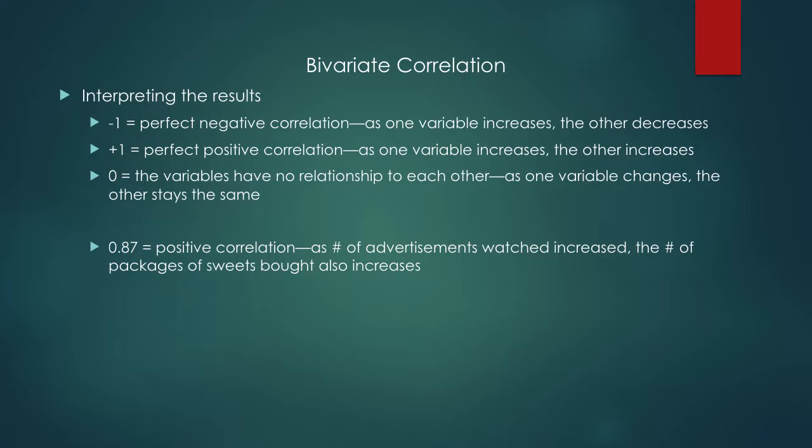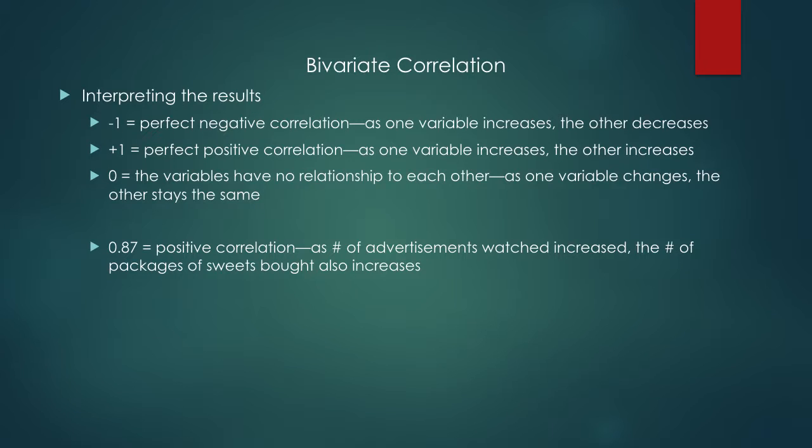We're going to interpret the results. If you get a -1, that means it's a perfect negative correlation, so as one variable increases, the other variable decreases. A +1 means it's a perfect positive correlation, so as one variable increases, the other also increases. And if it's 0, the variables don't have any relationship at all with each other, so as one variable changes, the other just stays the same.